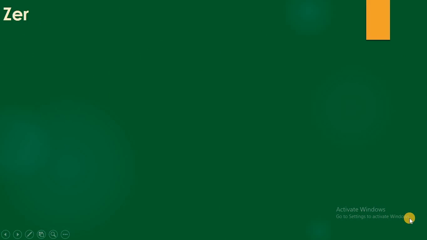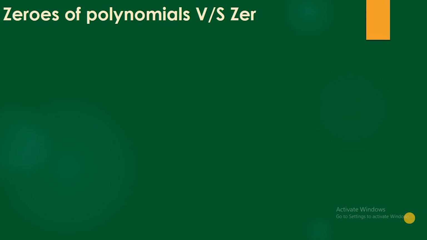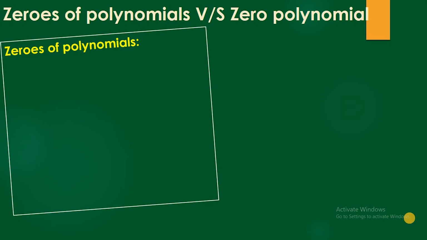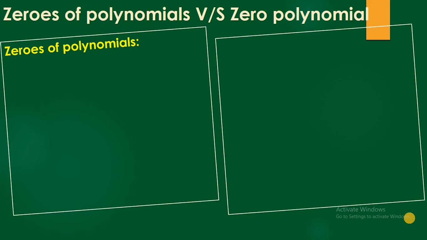Okay, let's move on to the next. Now here we are going to differentiate between the zeros of the polynomial and the zero polynomial. Many of the students get confused between these two terms, zeros of the polynomial and zero polynomial. They are totally different things. Okay, zeros of the polynomial versus the zero polynomial.